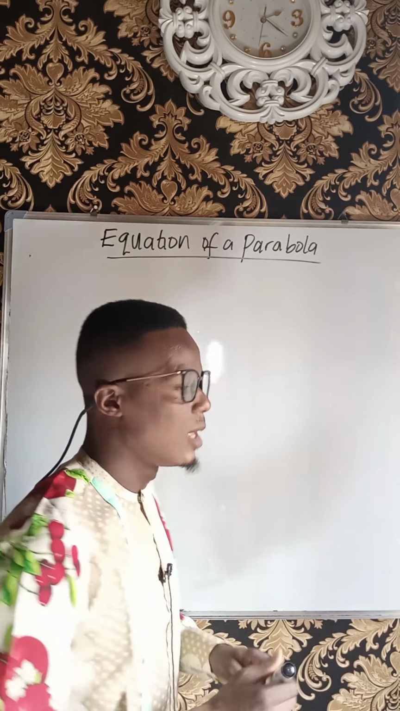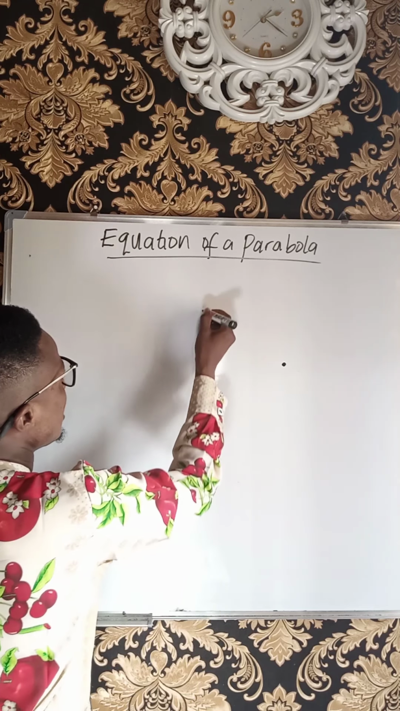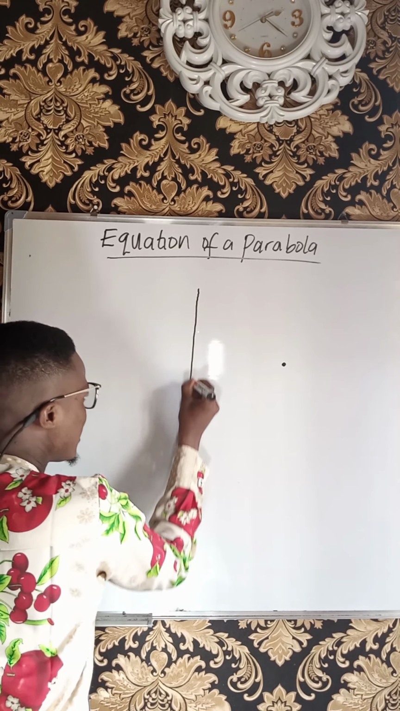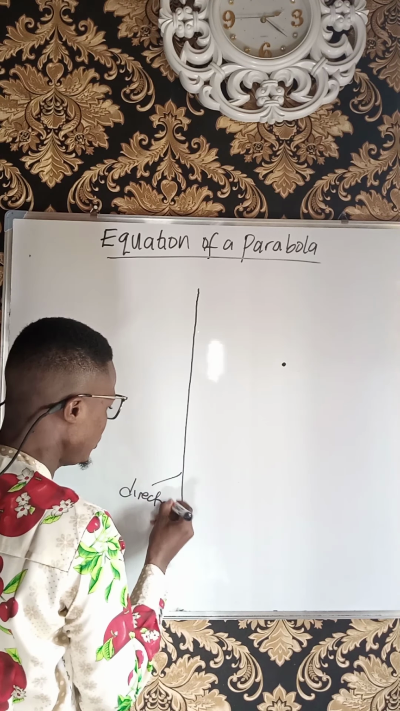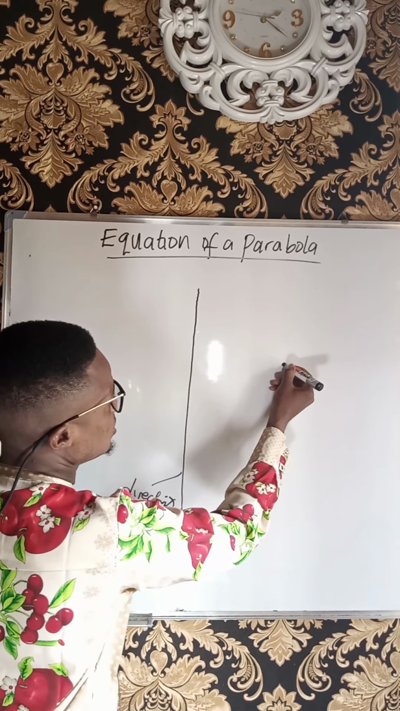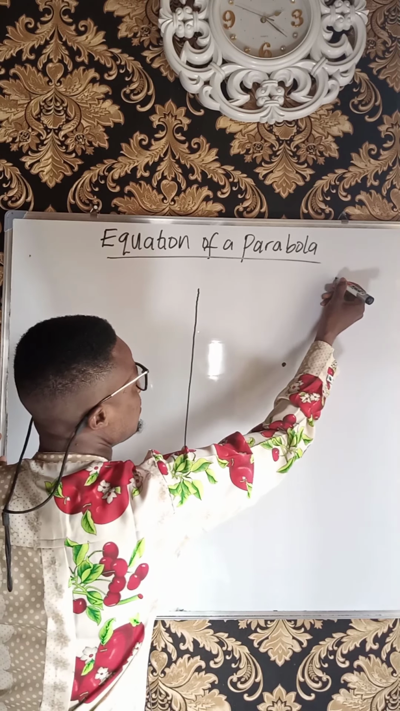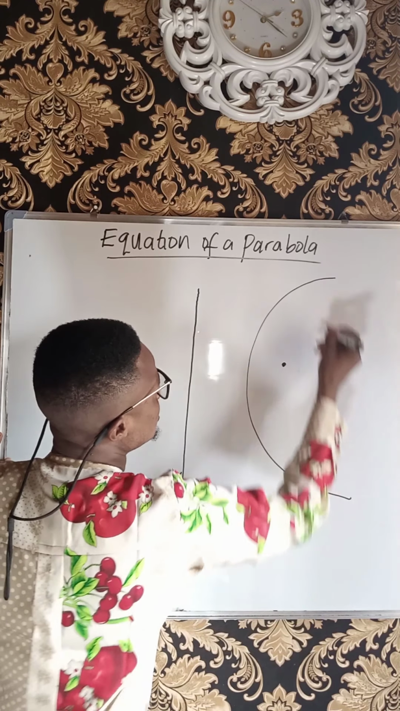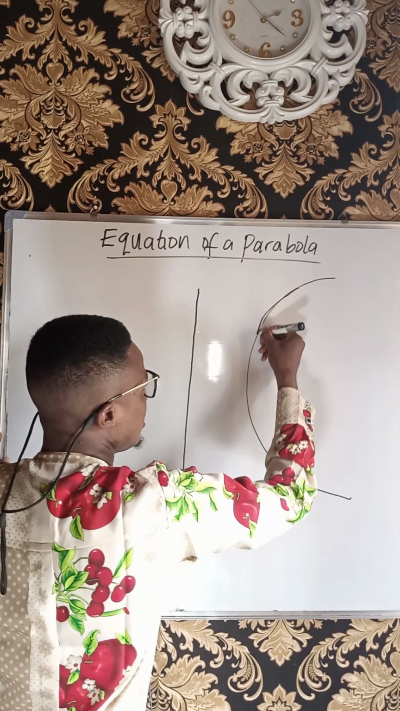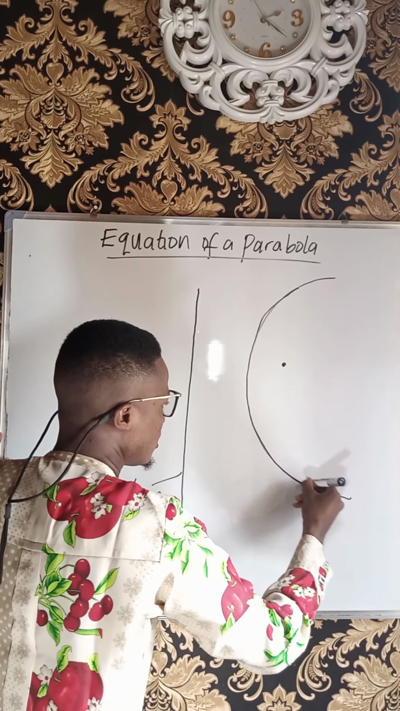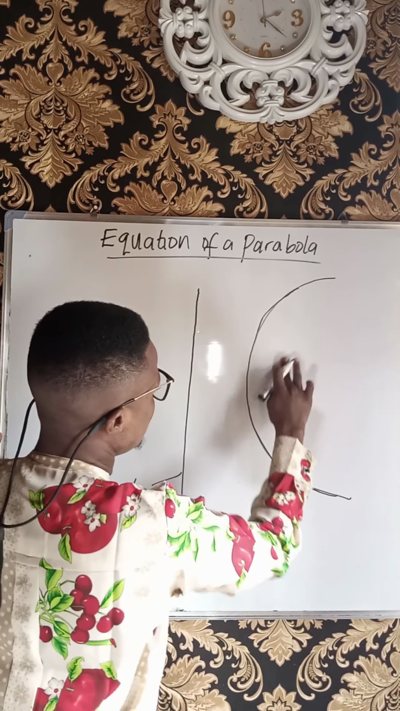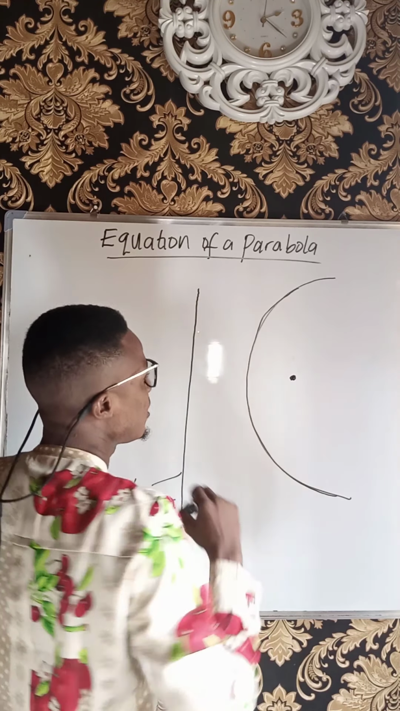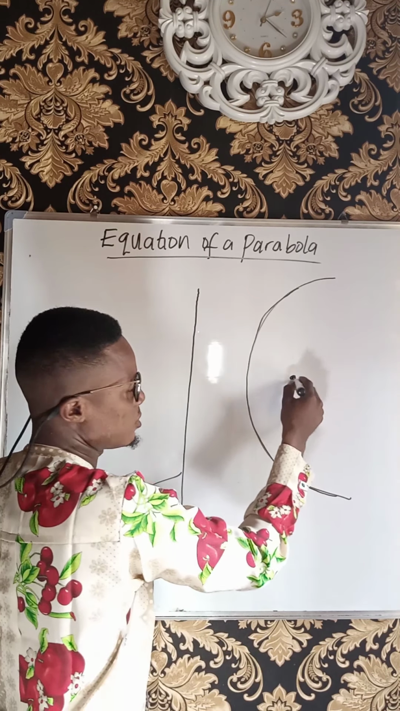Okay, now let's assume that this is the fixed point, which is the focus, and this is that given line known as the directrix. Now this is the focus. So supposing you have the parabola like this, this is the parabola we are talking about. Let's say the focus is at the center here. So here is the focus.